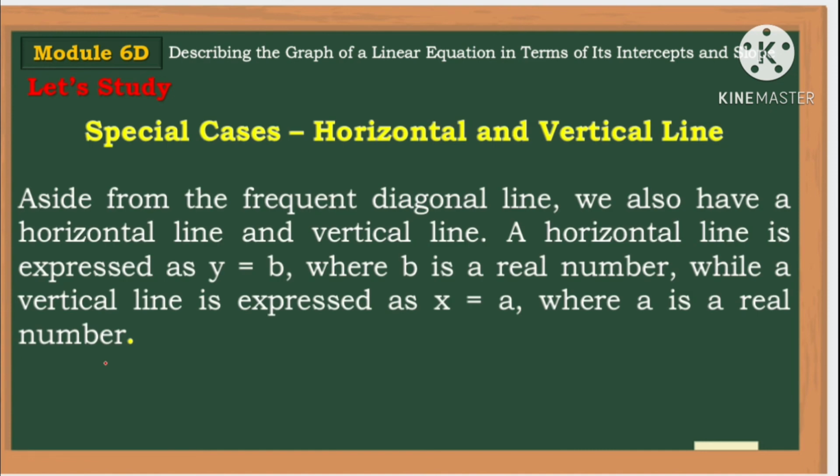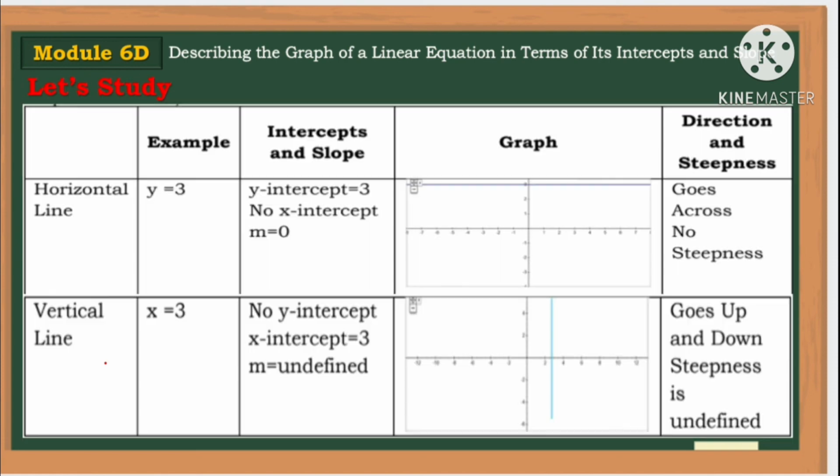Next, special case: the horizontal and vertical line. Aside from the frequent diagonal line, we also have a horizontal line and a vertical line. A horizontal line is expressed as y equals b, where b is a real number, while a vertical line is expressed as x equals a, where a is a real number.